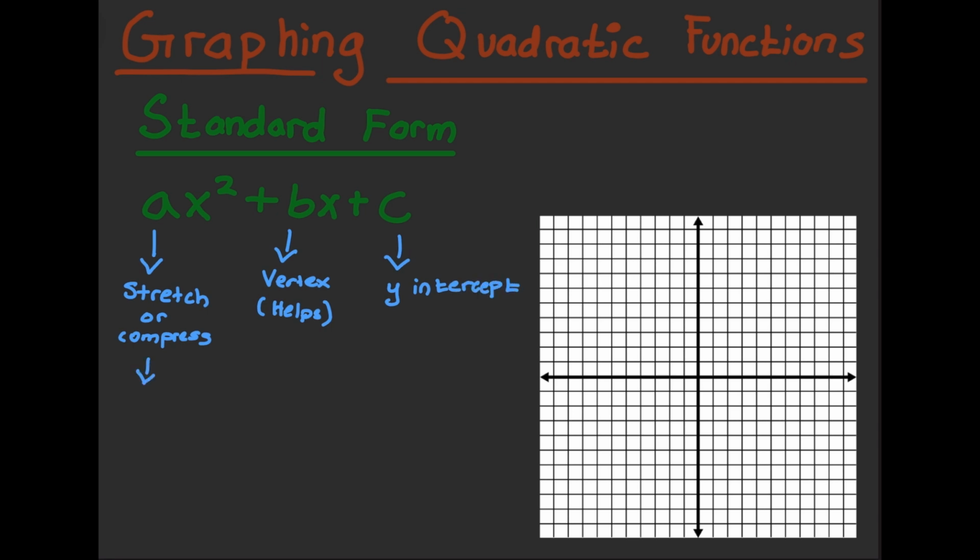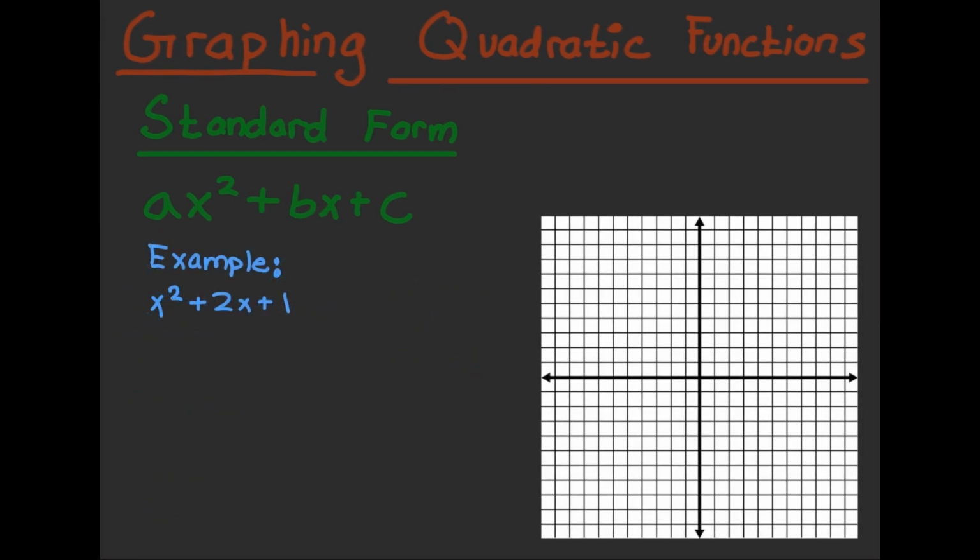More on your a value. If your a value is greater than 0 but less than 1, then your graph will have a compression. If your a value is greater than 1, then your graph will have a stretch. For your y-intercept, it will be 0, c as a constant.